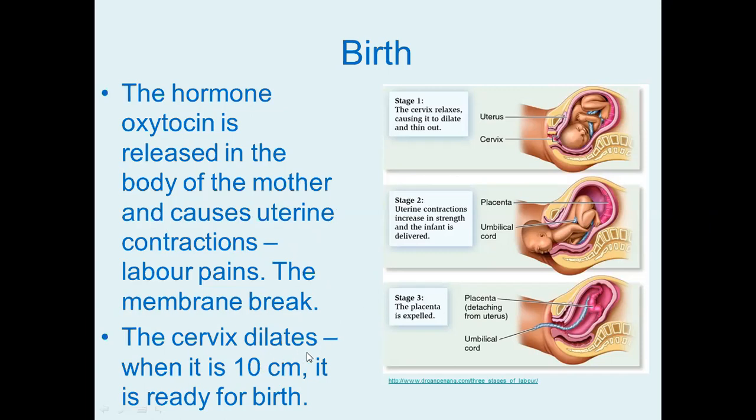The cervix dilates. In other words, it gets bigger and wider. So it widens and widens, and it widens considerably. It has to be able to widen up to 10 centimeters for the baby's head to actually pass out. So when the cervix is dilated to 10 centimeters, then the baby is ready to be born.